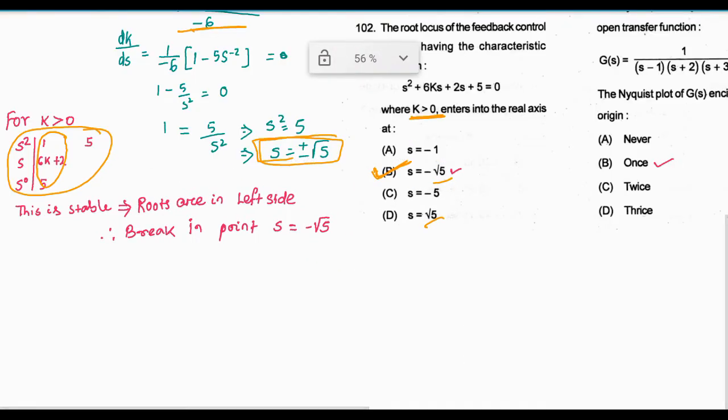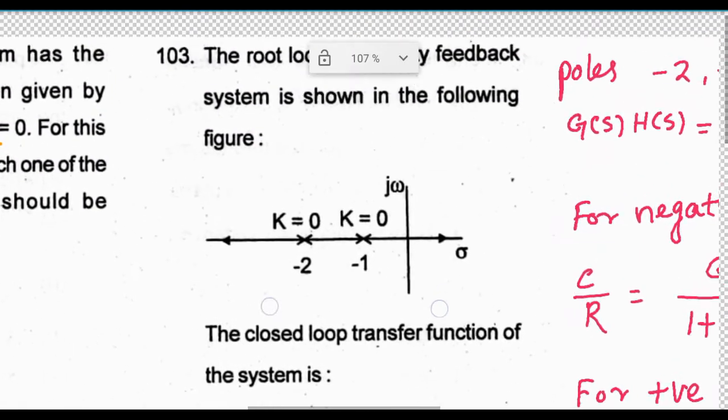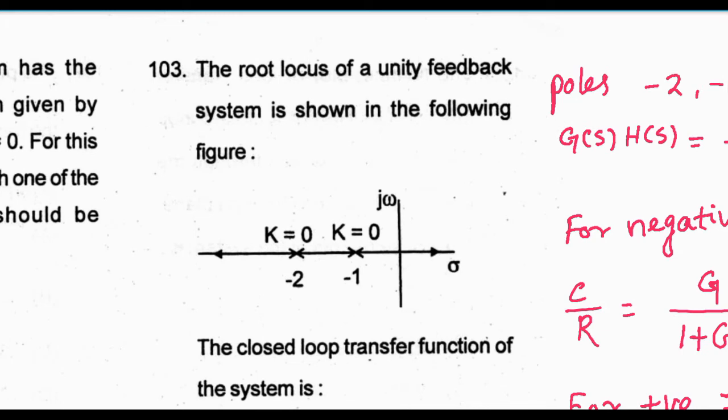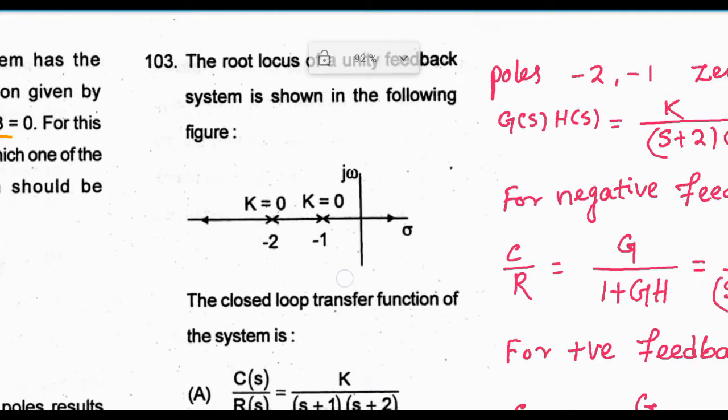Next, question number 103. The root locus of a unit feedback system is shown in the figure. Here is the root locus. The closed loop transfer function of the system is. Here the root locus is given and it is asking for the transfer function.